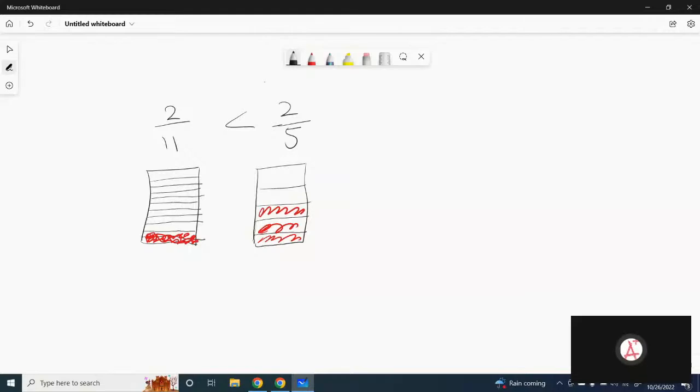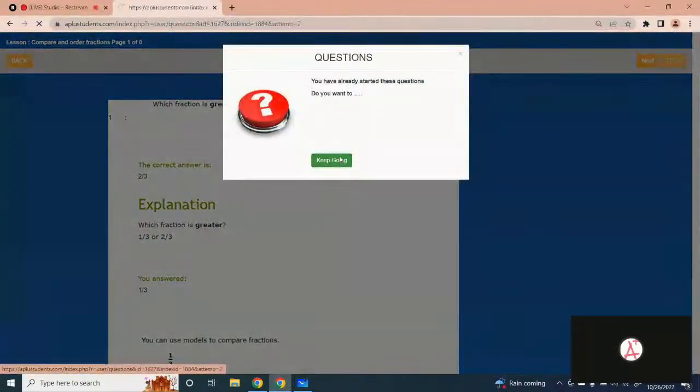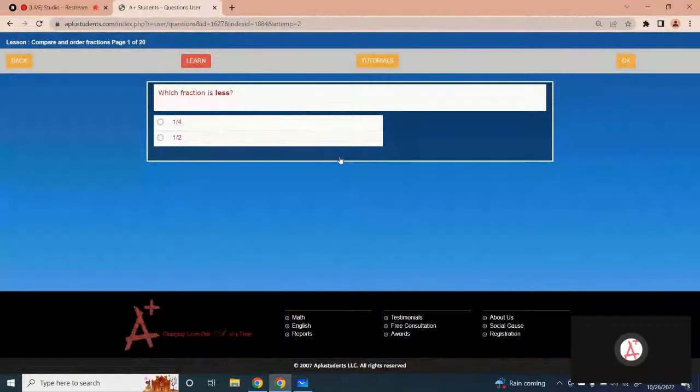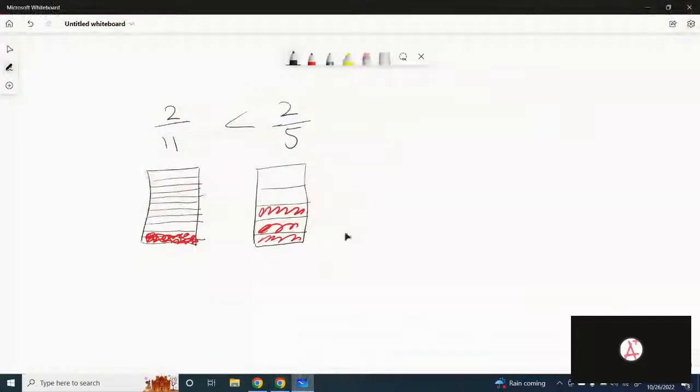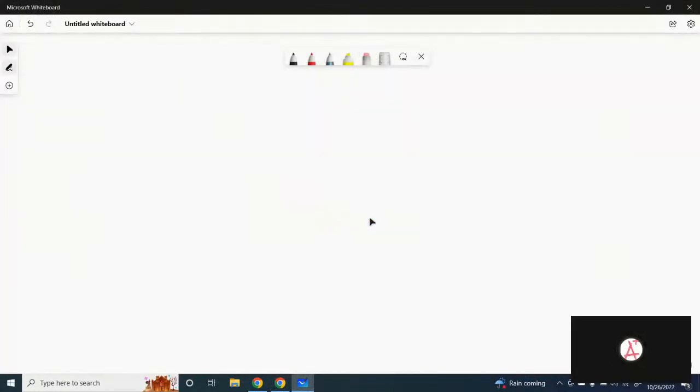Okay, on the top right corner we have a test button. Let's just start with the test. Which fraction is less? 1 by 4 or 1 by 2? So which of them is less? 1 by 4 and 1 by 2.